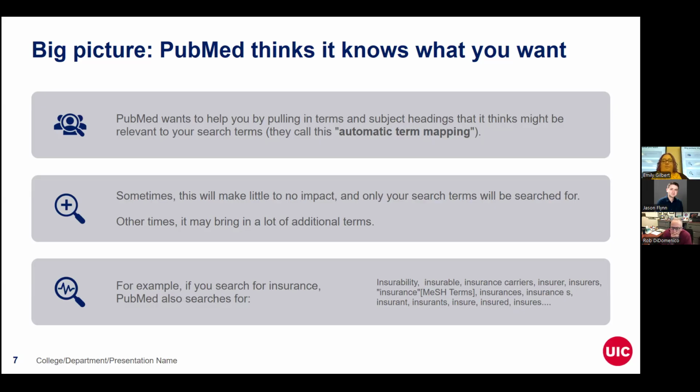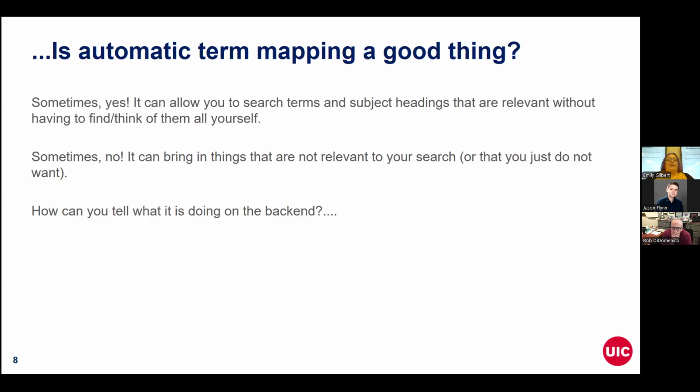So we think about the automatic term mapping, like, is it a good thing? Well, that's also complicated. Sometimes yes, because it can bring you new search terms and new subject headings that are relevant without you having to brainstorm to get them yourself. And sometimes no, it is not. Sometimes it'll bring things in that are just irrelevant and that you do not want. So how can you tell what PubMed is doing on the back end? That specifically is where you go for the search details.